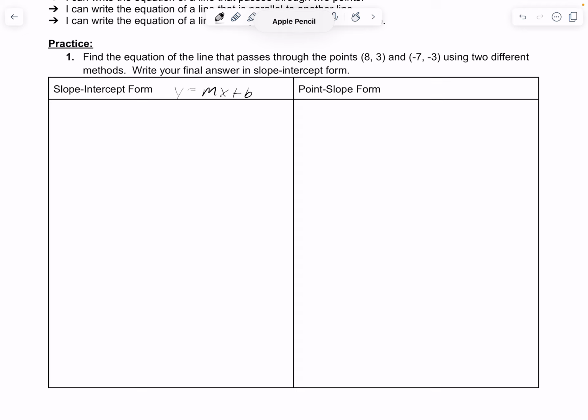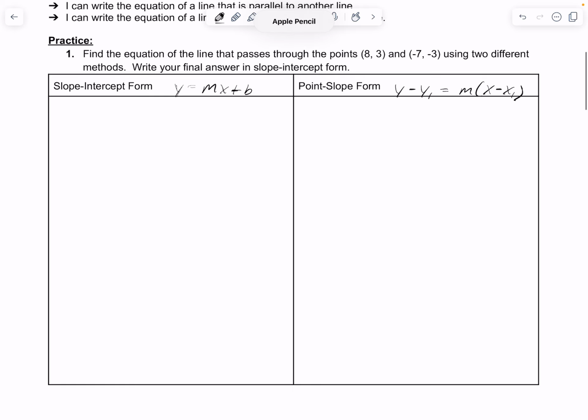And then point slope form is y minus y sub 1 equals m times x minus x subscript 1. Okay, let's do this first way with slope-intercept form. Now, for whatever way you choose, the first thing you have to do is find the slope of these 2 points. All right, so there's a line that connects these 2 points, right?